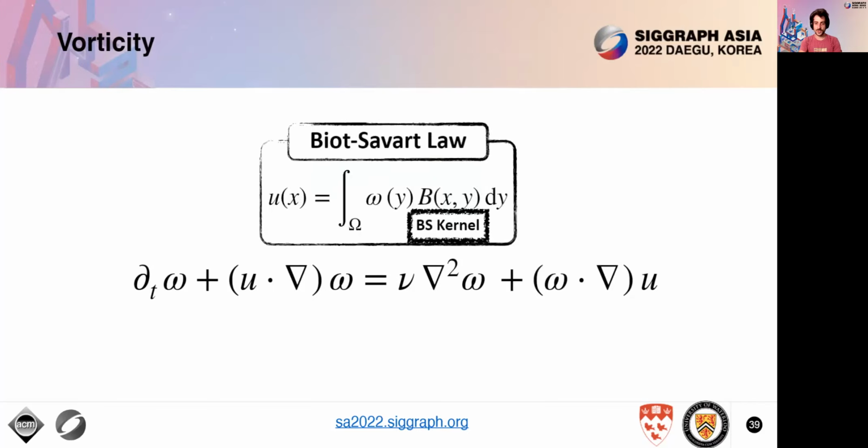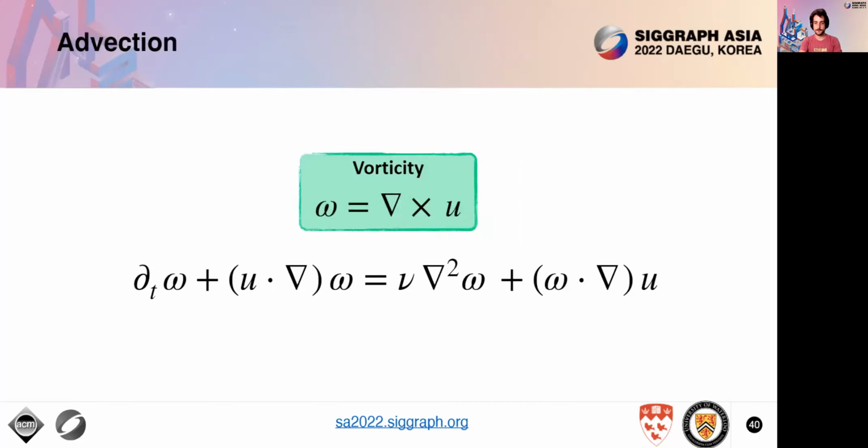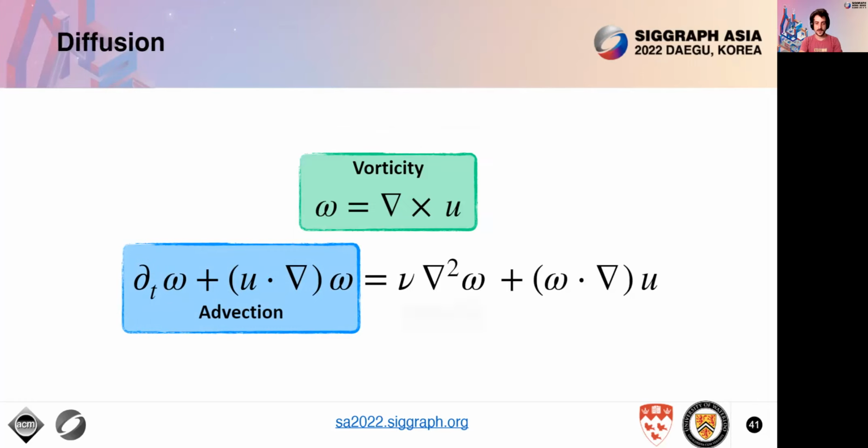When solving for fluid motion, we need to infer velocity from vorticity. To do so, we can use the Biot-Savart law, which is just an integral of the vorticity with some domain-dependent function called the Biot-Savart kernel. Then there's the advection term. It describes how vorticity moves along the underlying velocity field trajectory in time. This is the Laplacian term, and it represents diffusion and describes how vorticity spreads in space due to viscosity.